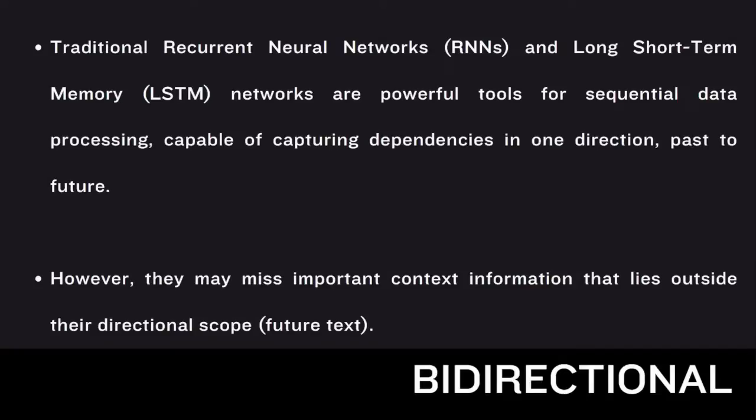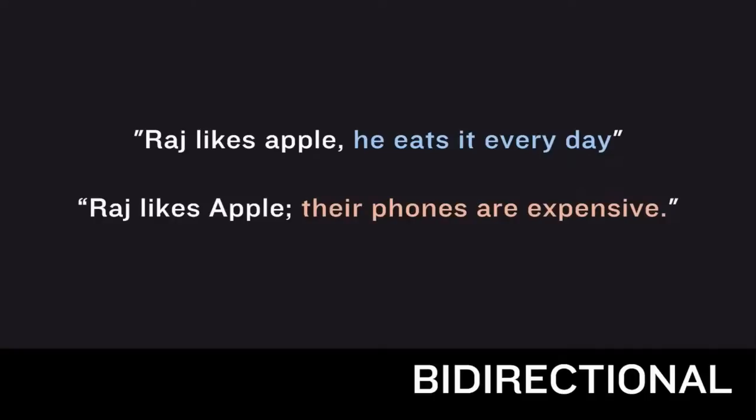The traditional neural networks and long short-term memory networks are powerful tools for sequential data processing, capable of capturing dependencies in one direction, past to future. However, they miss important context information that lies outside their directional scope. For example, they go from the past to the future words. Say we have two sentences. Your LSTM starts by looking into Raj. Next, it takes likes, and then takes apple. So when it reaches apple, it gets the previous words as well. Here also we get the same. So like this, it goes from past to future.